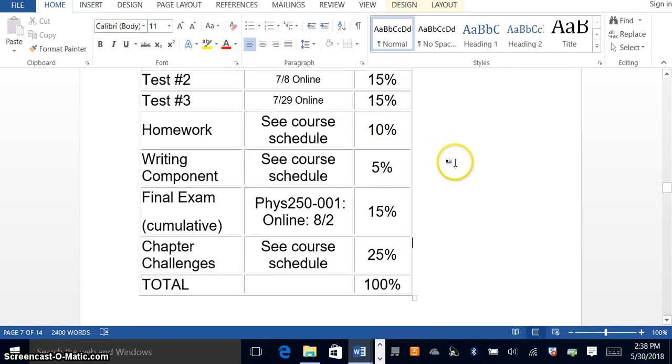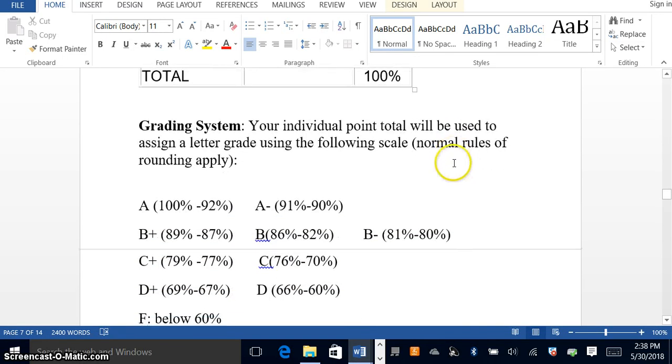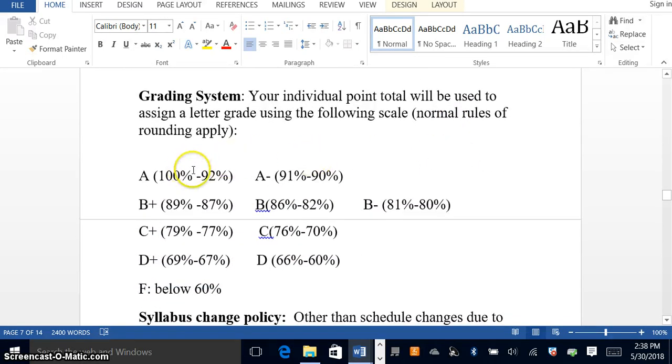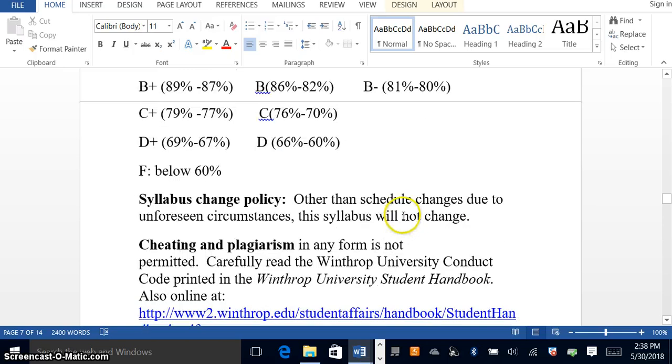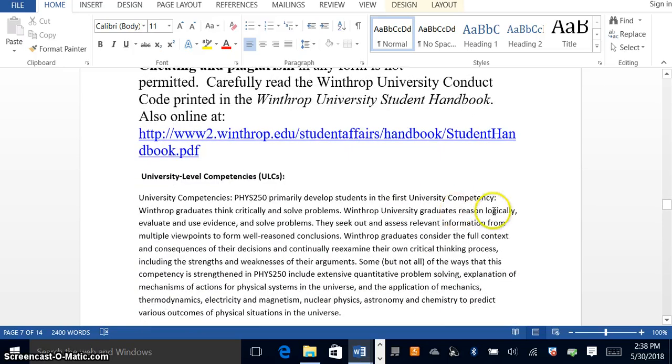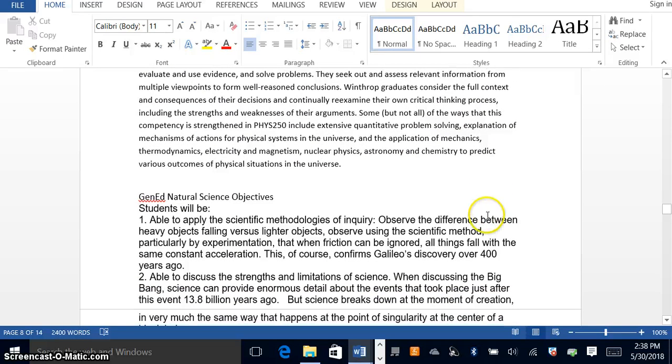Okay, so I'll calculate that grade at the end, and then numerically, if it falls between 92 and 100, that's an A, and so forth. All right. So notice there's no C minus, I just decided not to have a C minus or a D minus. All right, so yeah, and the rest of this, just make sure you read over this.